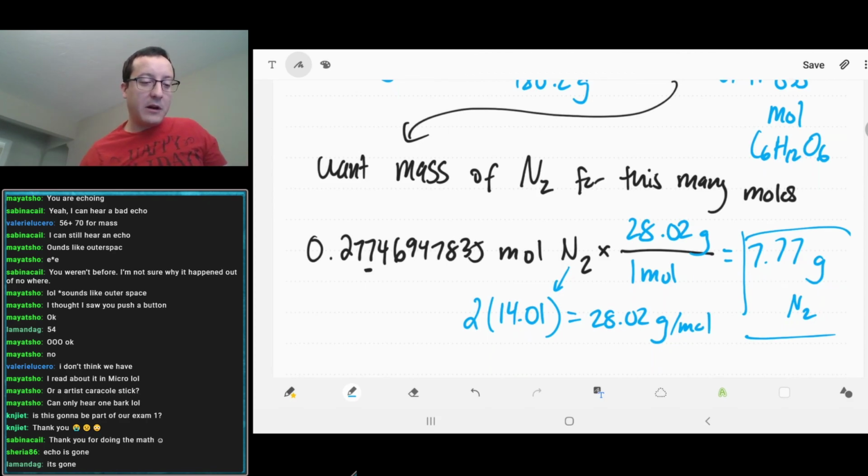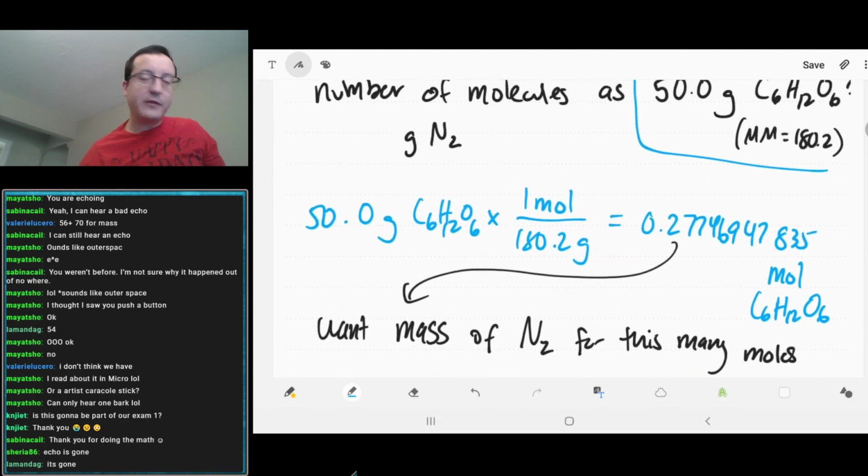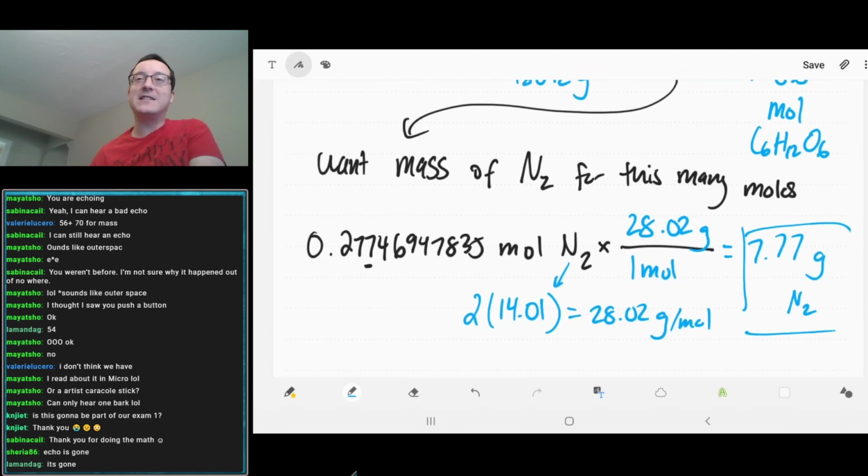So we're going to see that 50 grams of glucose is going to have the same number of molecules as 7.77 grams of nitrogen.